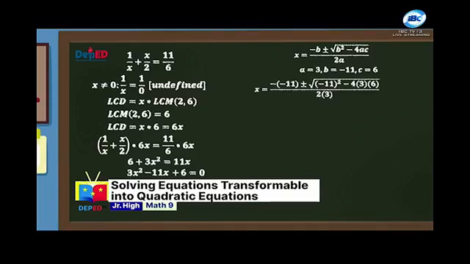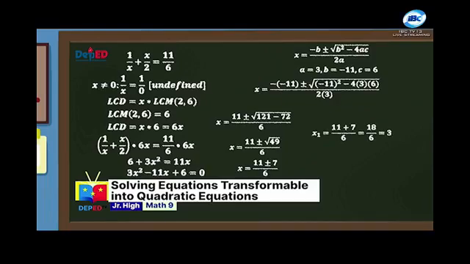So x equals the negative of negative 11 plus or minus the square root of the expression square of negative 11 minus 4 times 3 times 6 all over 2 times 3. X then must be equal to positive 11 plus or minus the square root of the expression 121 minus 72 all over 6. So x should be equal to 11 plus or minus the square root of 49 all over 6. X is equal to 11 plus or minus 7 all over 6.